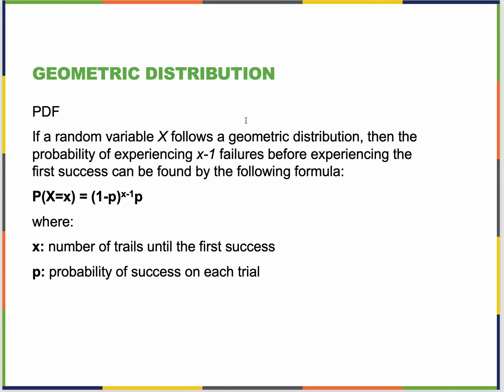So if we look at the PDF here, there's no formula for this in Excel, because it's a relatively simple formula. If a random variable X follows a geometric distribution, then the probability of experiencing X minus 1 failures before experiencing the first success can be found as follows. So the probability of X, where I get my first success on trial X. So I get failure, failure, failure, failure, X minus 1 times, and then I get success. X equals the number of trials till the first success. P is the probability of success on each trial.